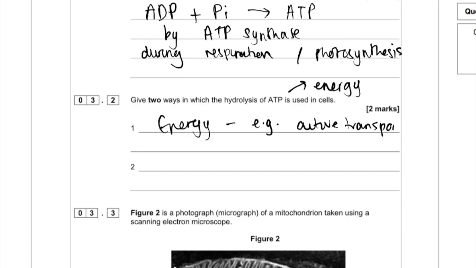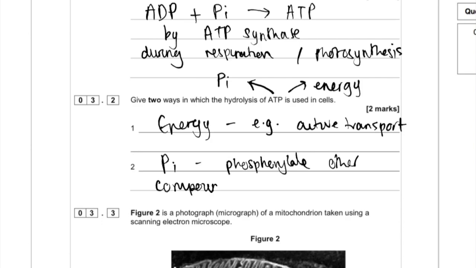Now, what a lot of students did is they just gave 2 reactions that energy was used in. But actually, it's 2 ways the hydrolysis of ATP is used in cells. So what else do we get from the hydrolysis of ATP? Well, we also get an inorganic phosphate. So this inorganic phosphate can be used to phosphorylate other compounds. And what this does is makes them more reactive. And an example of this is in second year when glucose is phosphorylated during glycolysis.